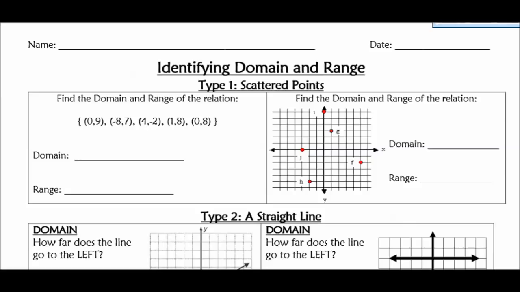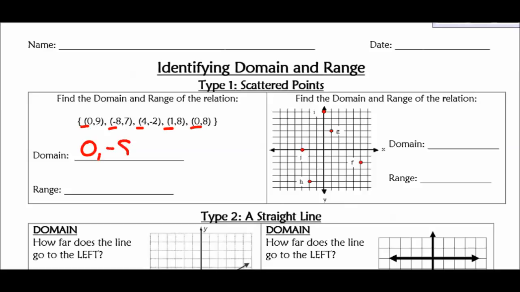Domain is the x, range is the y. So we're really just listing out the coordinates for the x for the domain and the y for the range. Actually, we're just going to do those two examples and then we'll get into trickier examples when we see those graphs. So the domain for the first one is really just writing down the first number in each of these ordered pairs.